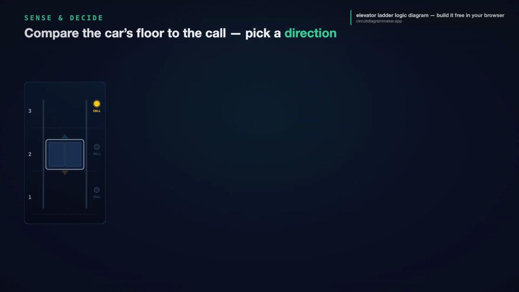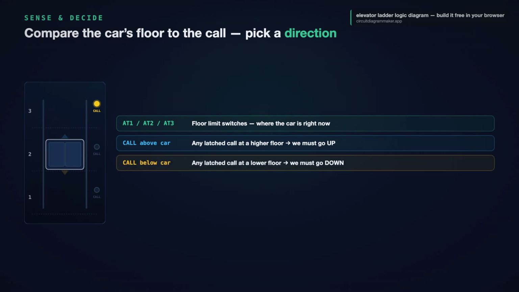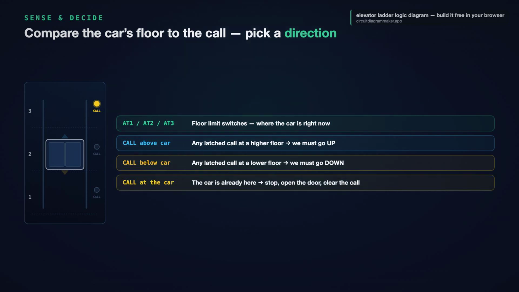Now the decision. The floor switches tell us where the car is. The latch calls tell us where it is wanted. Compare the 2. If there's a latch call at a floor above the car, we need to go up. If there's a call at a floor below the car, we need to go down. And if the call is at the floor the car is already on, we stop, open the door, and clear that call. That comparison is the entire brain of the elevator. Above means up, below means down, here means stop. Everything else is just wiring that decision into 2 motor contactors and a door.